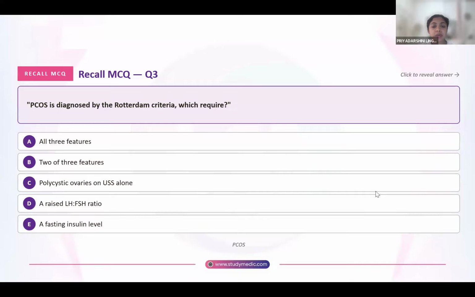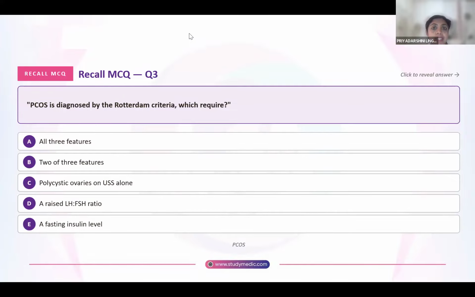So for PCOS, we know it is going to be the Rotterdam criteria. Now let's see what are the key factors or features of Rotterdam criteria. Is it like all the three features need to be present? Is it like two out of three features need to be present? Is it just the polycystic ovaries on ultrasound? Or is it just the raised LH-FSH ratio? Or is it a fasting insulin level? Well, for Rotterdam criteria, we require two of the three features.